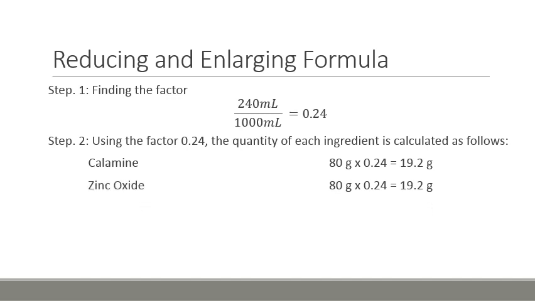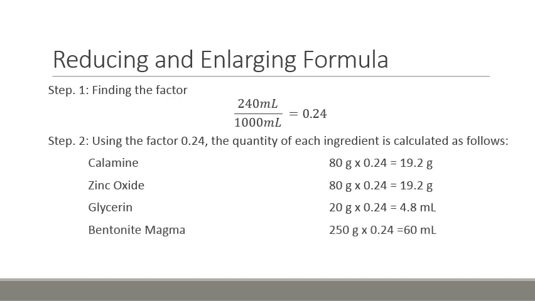Similarly, zinc oxide for the standard preparation, 80 grams were required. Similarly, multiply it by 0.24. The required quantity now is 19.2 gram. Glycerine for the standard preparation was required in 20 gram. If we multiply it by 0.24, for the desired preparation we require 4.8 ml of the glycerine.